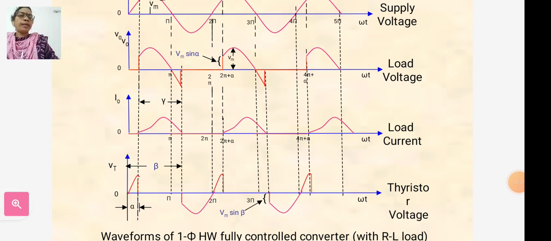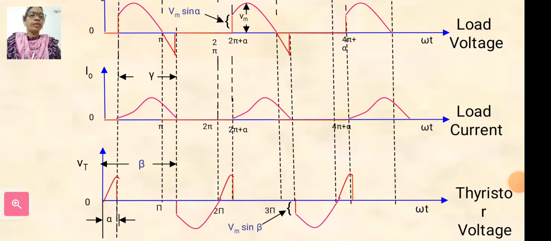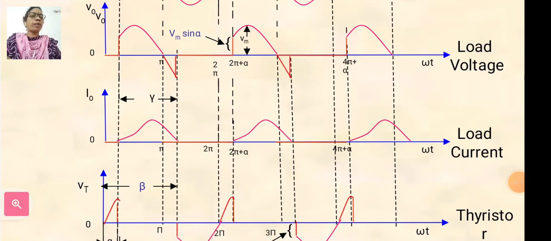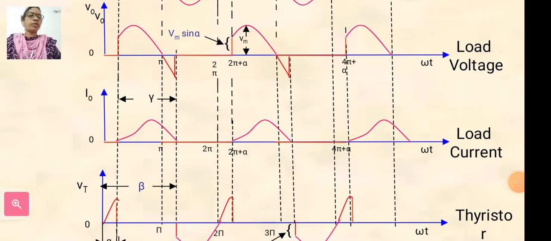The angle beta is called the extinction angle, and beta minus alpha, that is gamma, is called the conduction angle. Beta is the extinction angle and gamma means beta minus alpha. Gamma is the conduction angle.